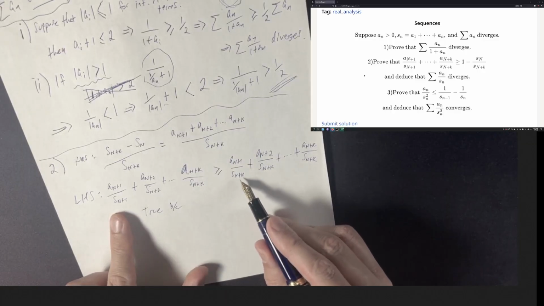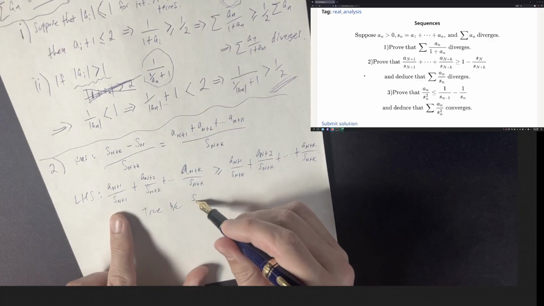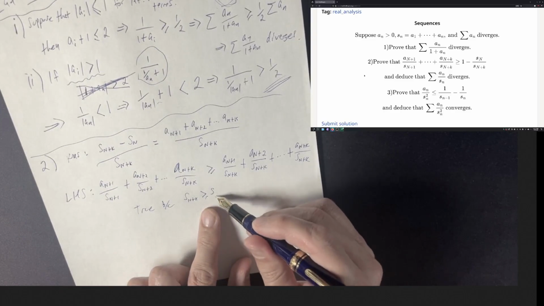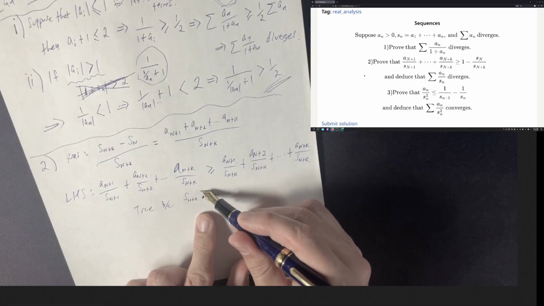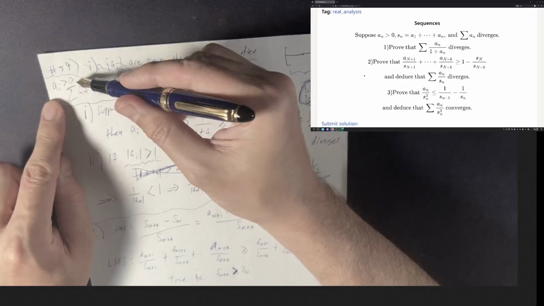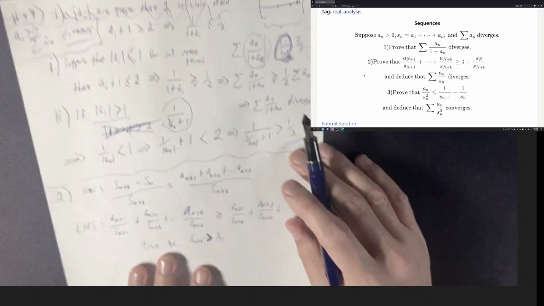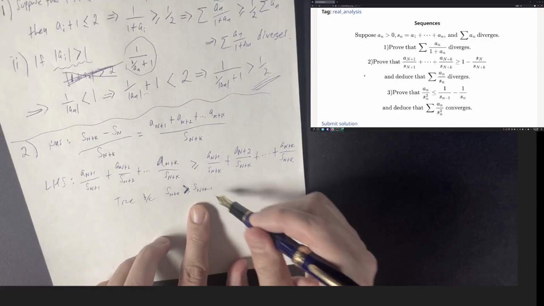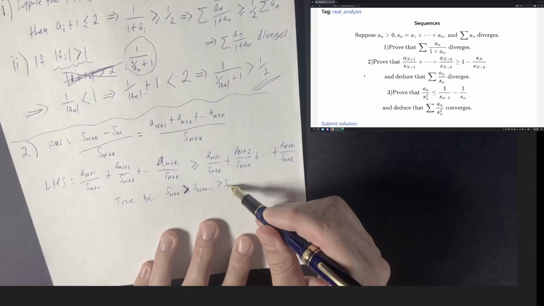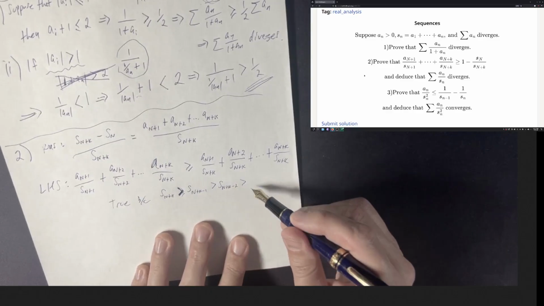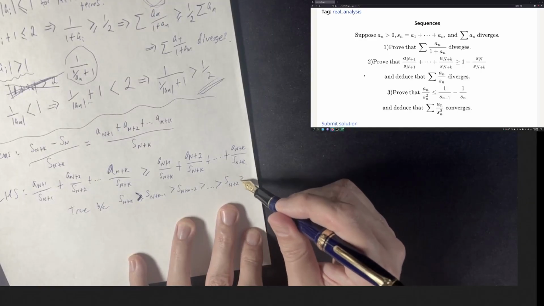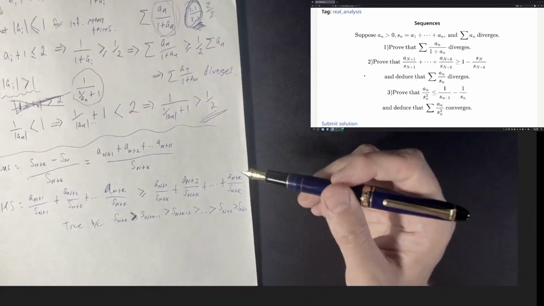So for instance here, S_{n+k} is bigger than or equal to S_n. Actually, it's strictly bigger in our case. It's strictly bigger because all the terms are strictly positive. But anyway, it's bigger than S_{n+k-1}, which is bigger than S_{n+k-2}, which is bigger than, etc. Bigger than S_{n+2}, bigger than S_{n+1}.